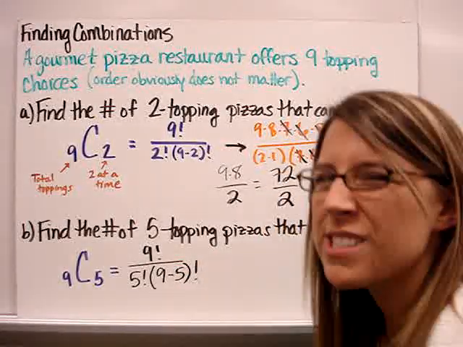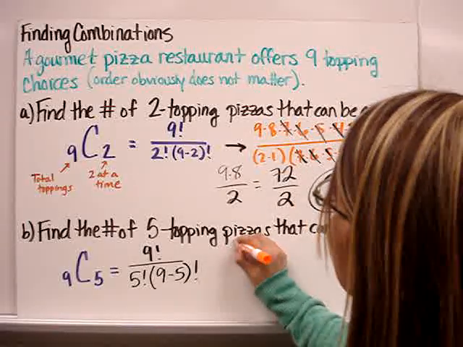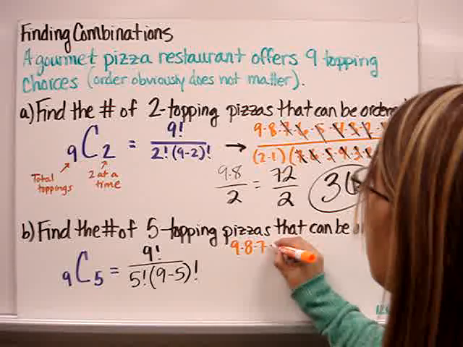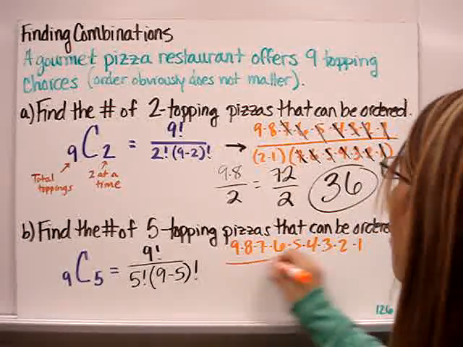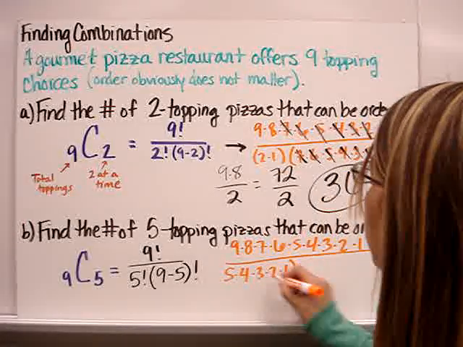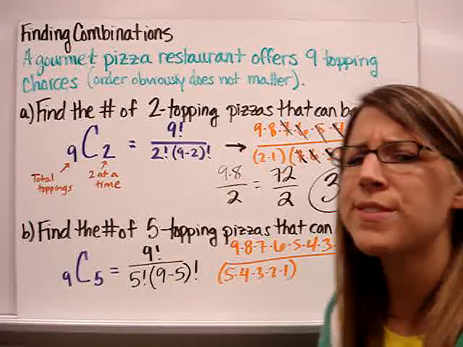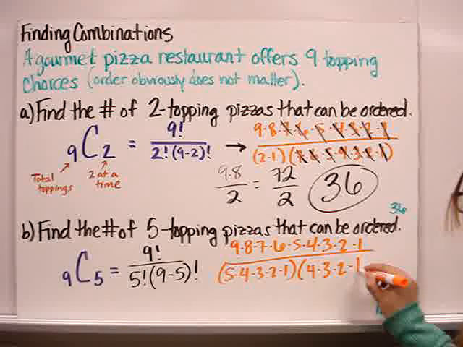Quite a bit of work here. It's going to be kind of ugly, but we've got to work it out. So that's 9, 8, 7, 6, 5, 4, 3, 2, and 1, all divided by, well, 5 factorial is 5, 4, 3, 2, 1. That's your 5 factorial. 9 minus 5 is 4. So this is 4 factorial, 4, 3, 2, 1.